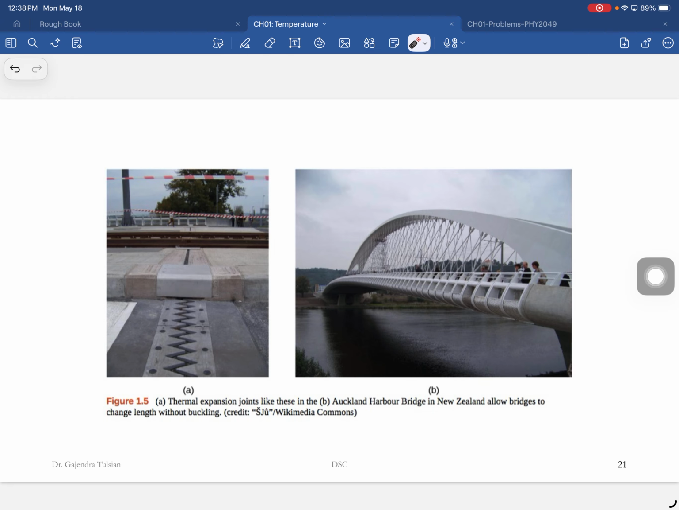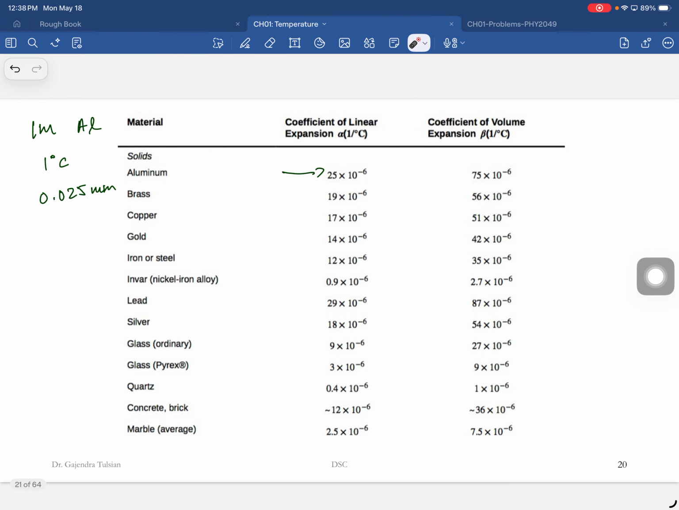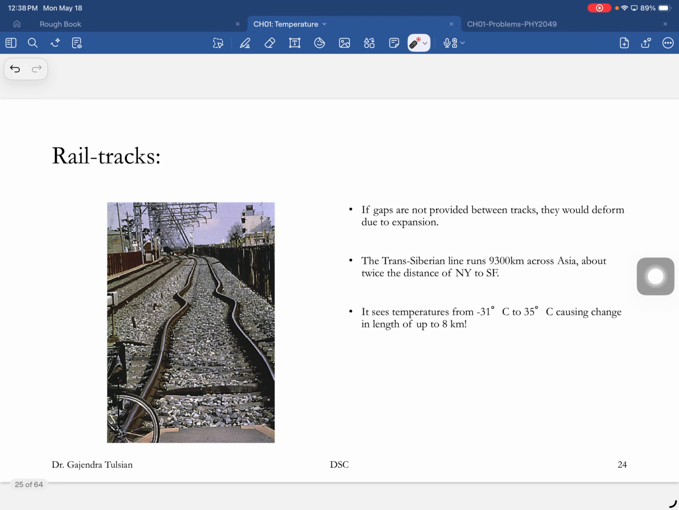Here's an interesting fact. Let's say this is an aluminum washer. You heat this washer. The question is, how does this gap expand? It turns out that this gap expands exactly as if it was the material outside. So if this was an aluminum washer, this gap would expand as if it was aluminum. If this was a steel washer, the gap would expand as if it was steel.